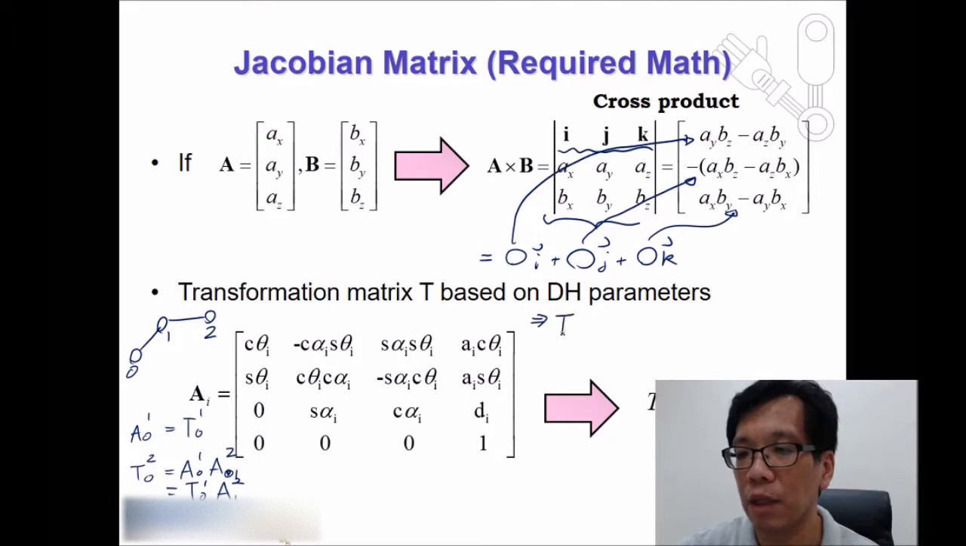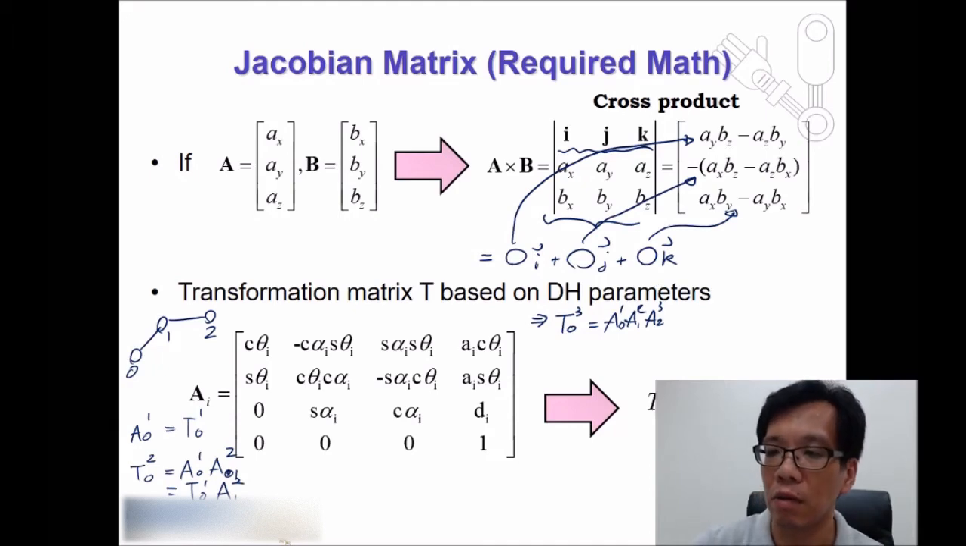With that said, if I want to have T03, it is going to be A01, A12, A23. So it also means that my T03 can be represented as T02 multiplied by A23.